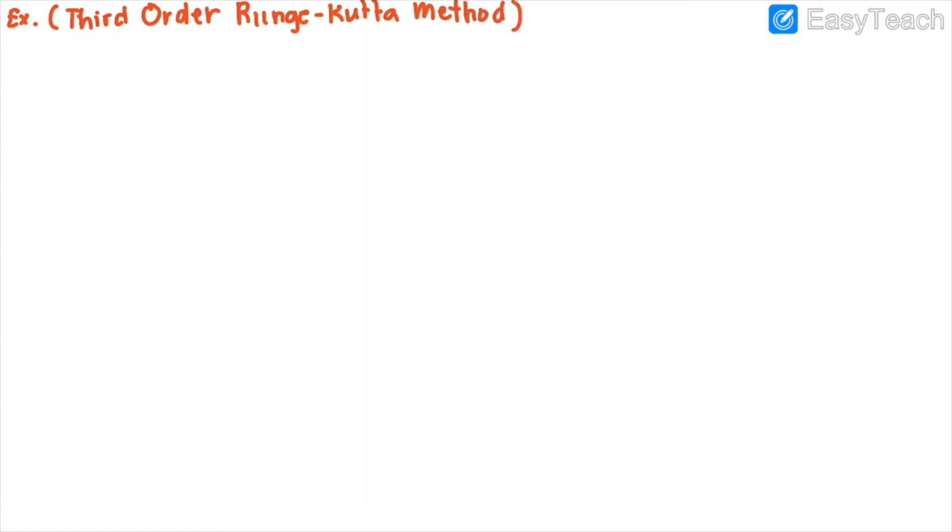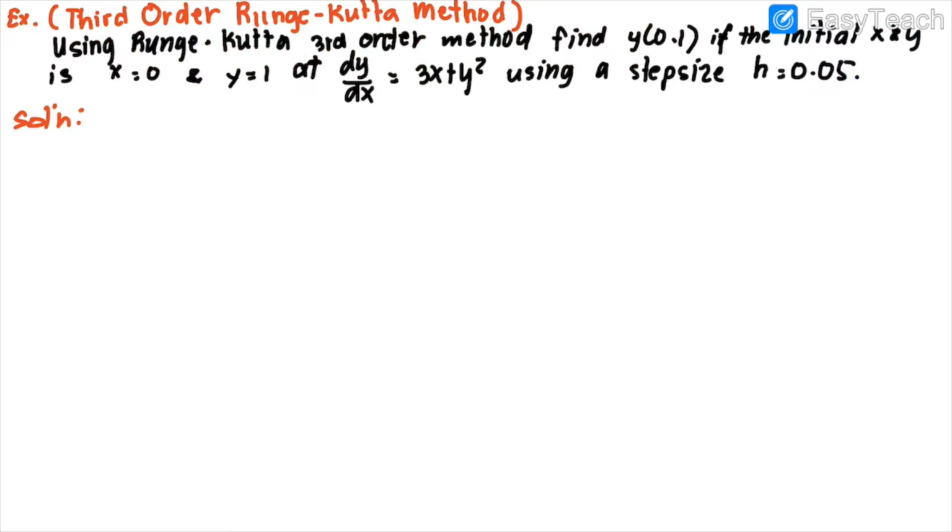Okay, now for our example for the third order Runge-Kutta method, using the Runge-Kutta method third order, find the value of y at x equal to 0.1 if the initial values are x equal to 0 and y equal to 1, and an equation of dy over dx equal to 3x plus y squared, using a step size h equal to 0.05.